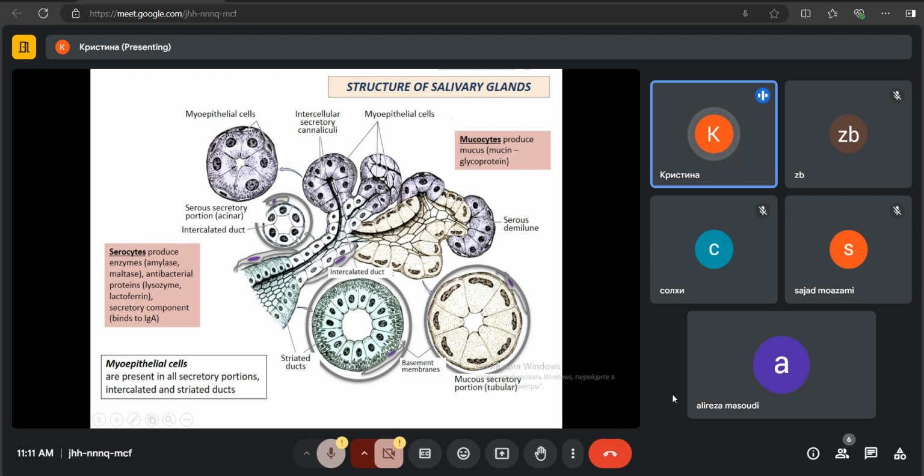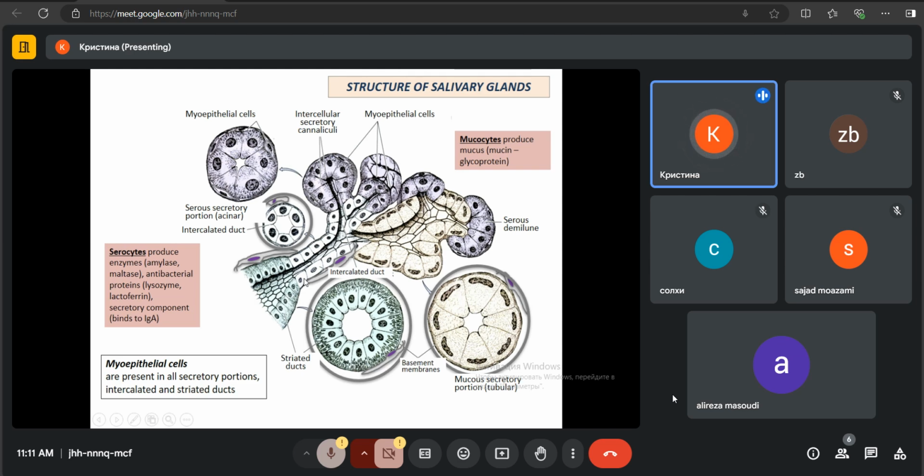This is how it looks on the cross-section. Small cuboidal cells with a small amount of cytoplasm. They look very small on histological sections. Also, in intercalated ducts, there are stem cells for both secretory portions and excretory ducts.